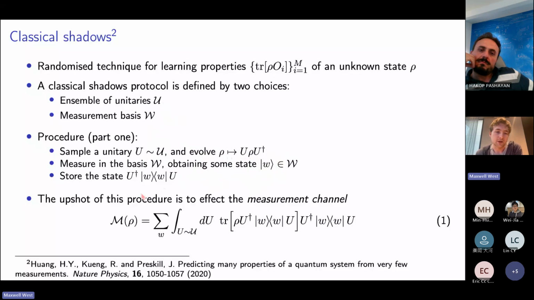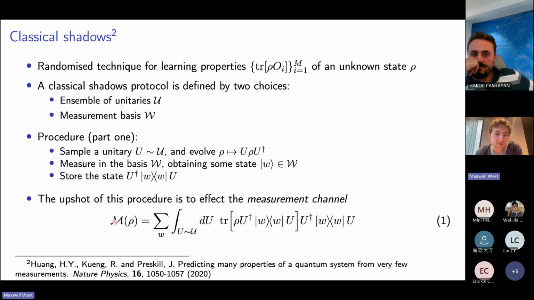And then this word "store" is maybe a little vague, but you classically store or remember this state, which is the adjoint of U acting on W. In particular, you never need to prepare this state on a quantum computer or anything. You do two things, right? You sample your U's, and then you measure and you get some W. And then with this combined information, you write down this state.